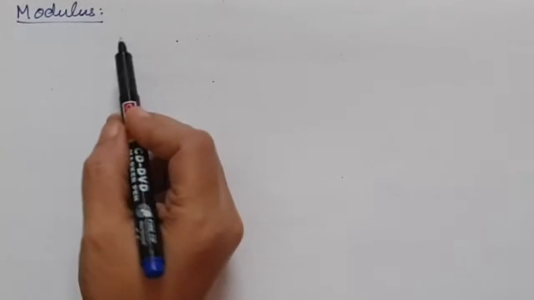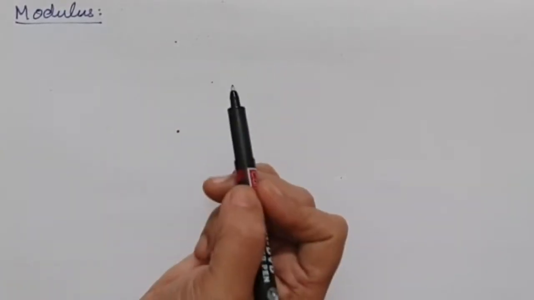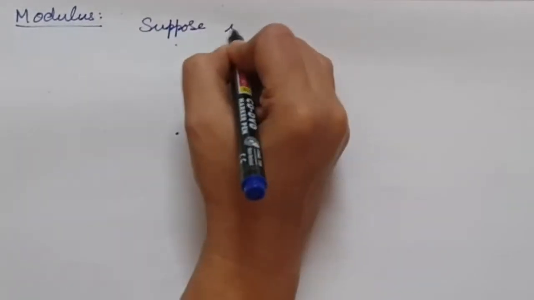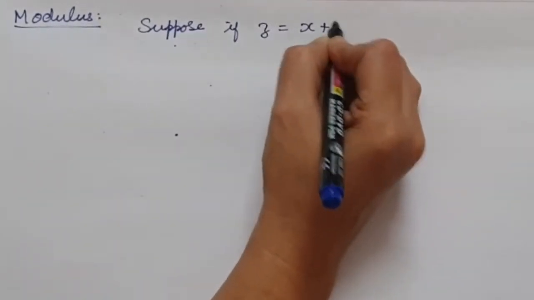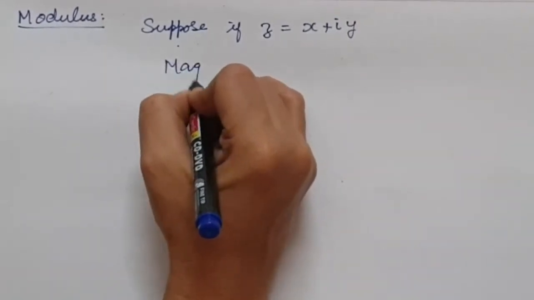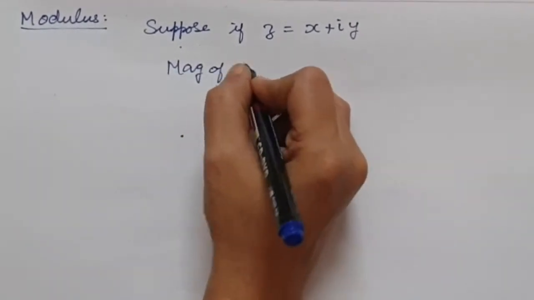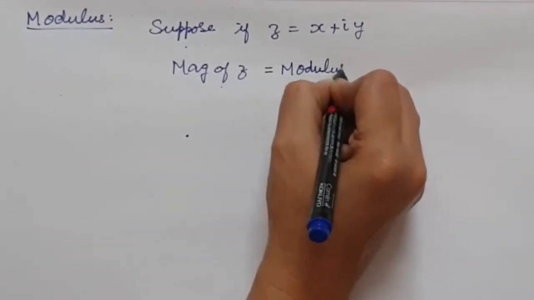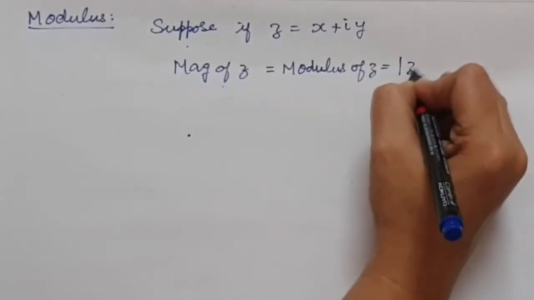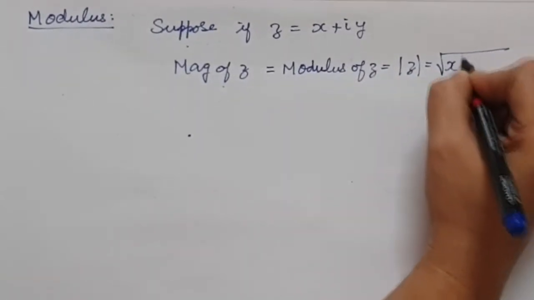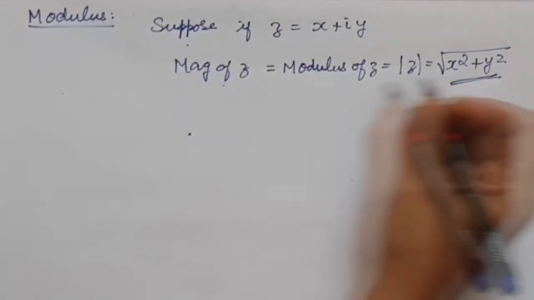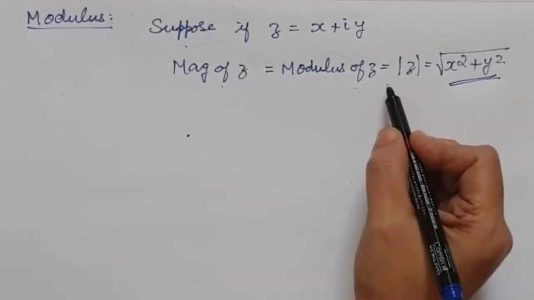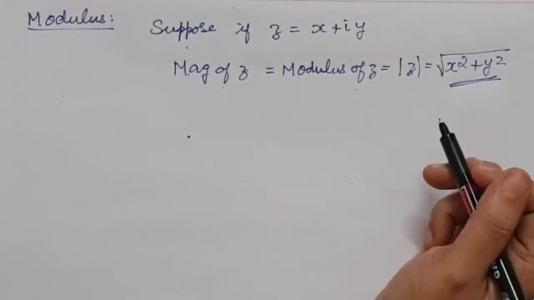The next thing is the modulus of a complex number, which is nothing but its magnitude. Suppose z equals x plus iy, then the magnitude of z, or the modulus of z, or the symbol |z|, will be equal to the square root of x squared plus y squared. This is the magnitude of z, the modulus of z. In any way we can represent the modulus function.